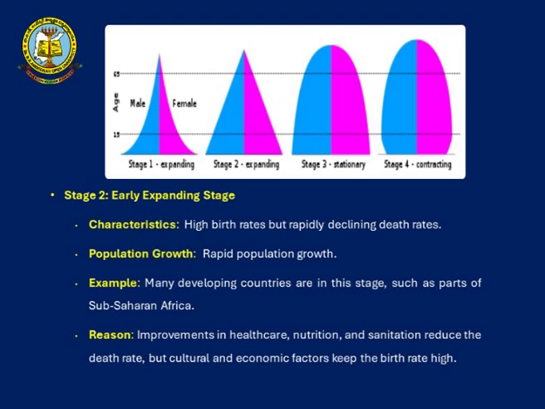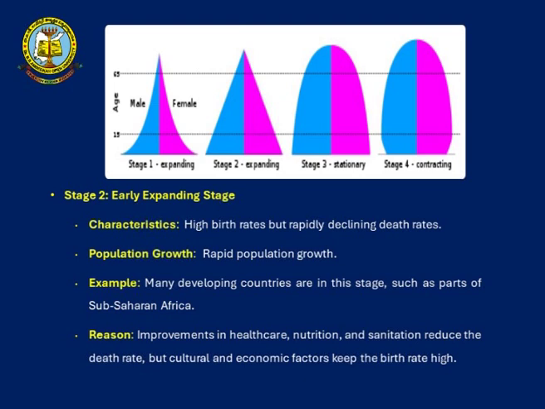Now let me take you to the second stage. The second stage is known as the early expanding stage. The characteristic of this stage is a high birth rate but a rapidly declining death rate. The population growth is characterized as rapid population growth. And we can cite the example of Sub-Saharan Africa in this context. Many developing countries are in this stage.